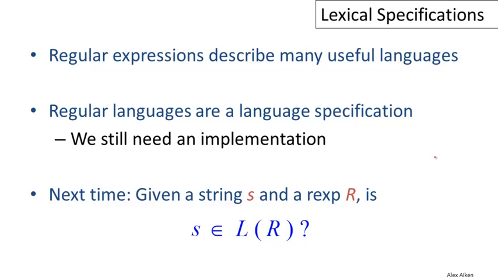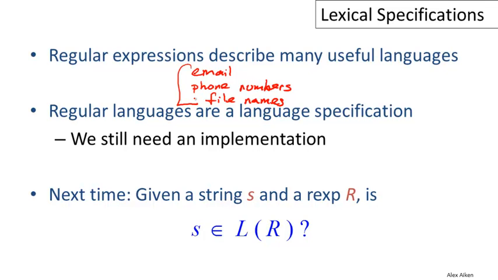To wrap up, I hope I've convinced you in this video that regular expressions can describe many useful languages. We've seen some fragments from programming languages, but also we saw that email addresses could be specified this way. Other things that are regular languages are things like phone numbers and file names. And there are many, many other examples in everyday life where regular languages are used to describe some simple set of strings.